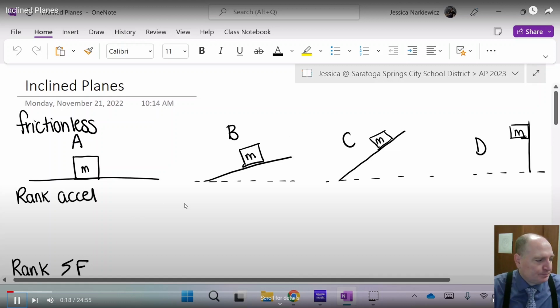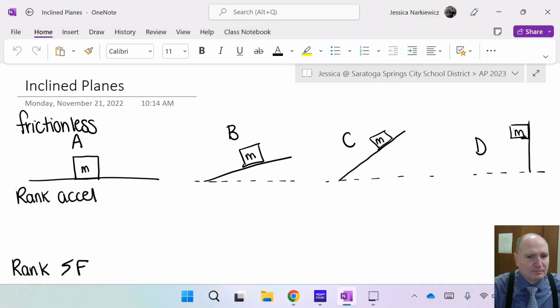Frictionless surfaces, and we have these four situations where we have a block of the same mass on some different surfaces. So A is completely horizontal, D is completely vertical, and then B and C are at angles where C is a little bit steeper than B.